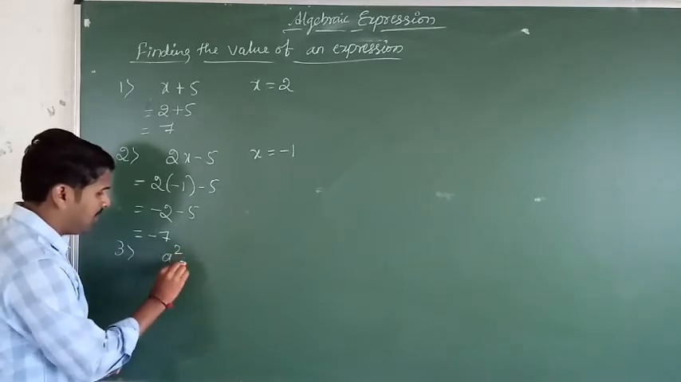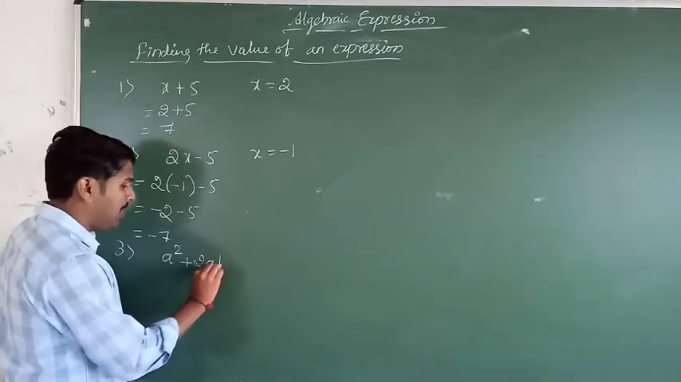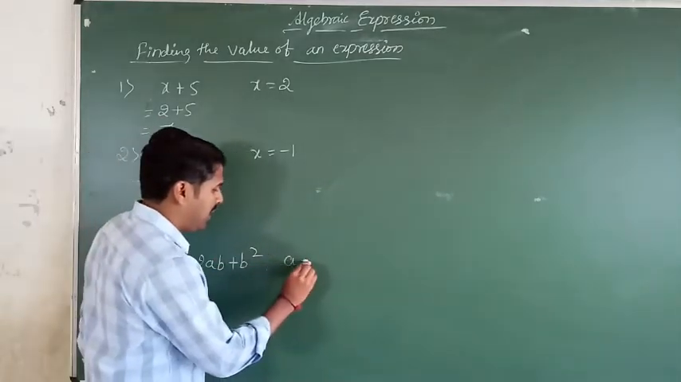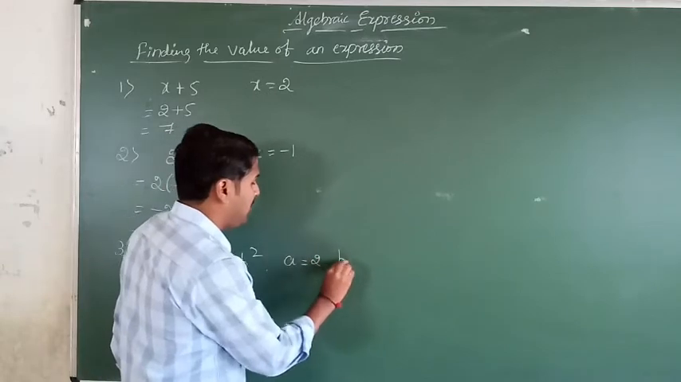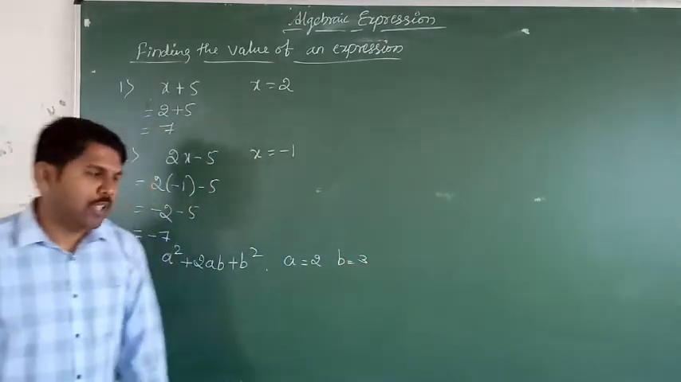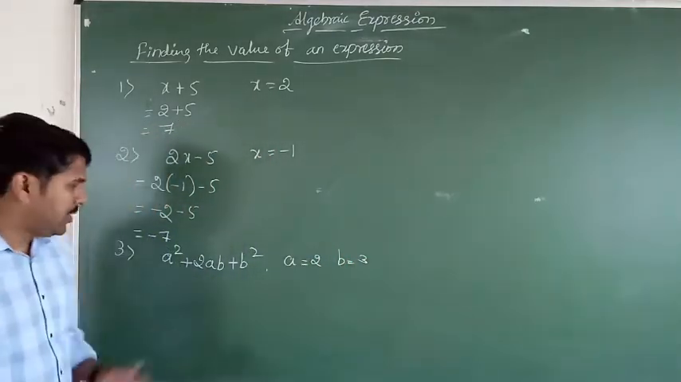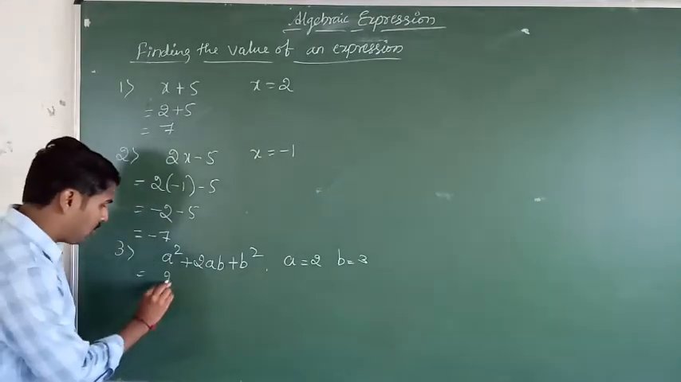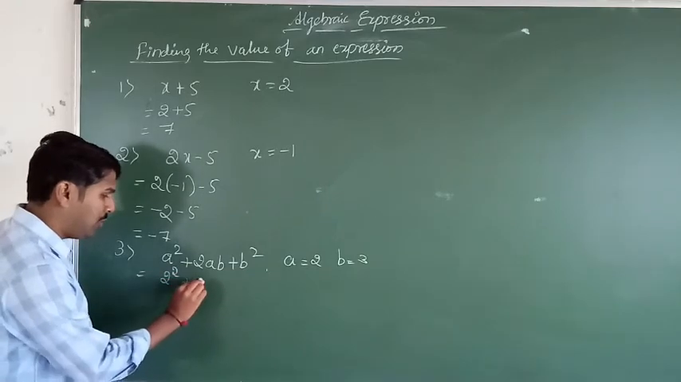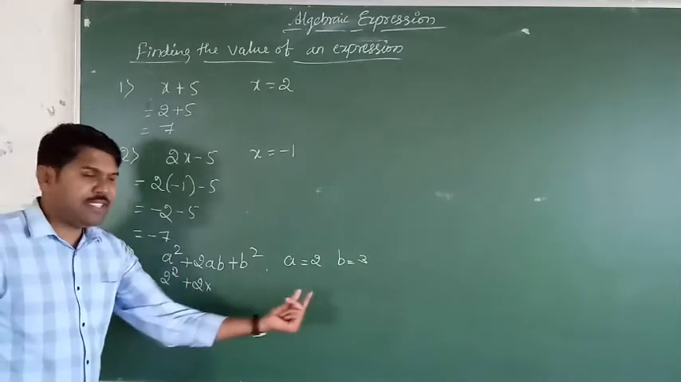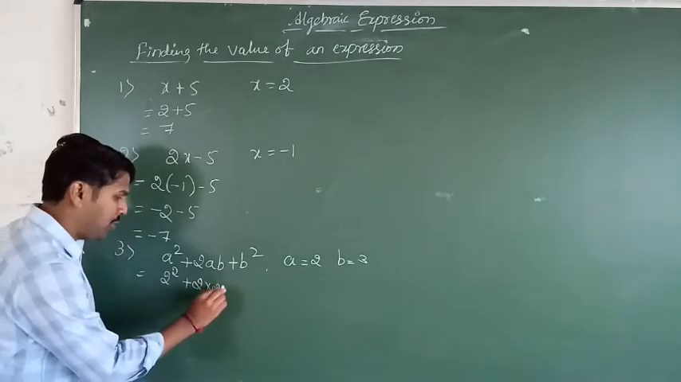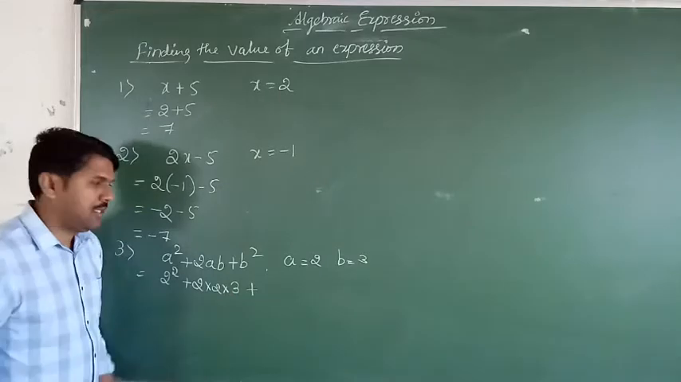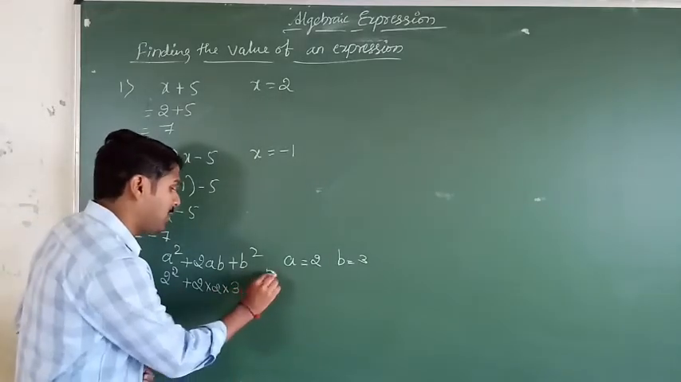a square plus 2ab plus b square. So here I will take a equals 2, b equals 3. Okay, a equals 2, b equals 3. So just put the values. So a value is 2, that is 2 square plus 2 into a value, which is 2, isn't it? So 2 and b value is 3. Just put the values, plus b value is 3 square.